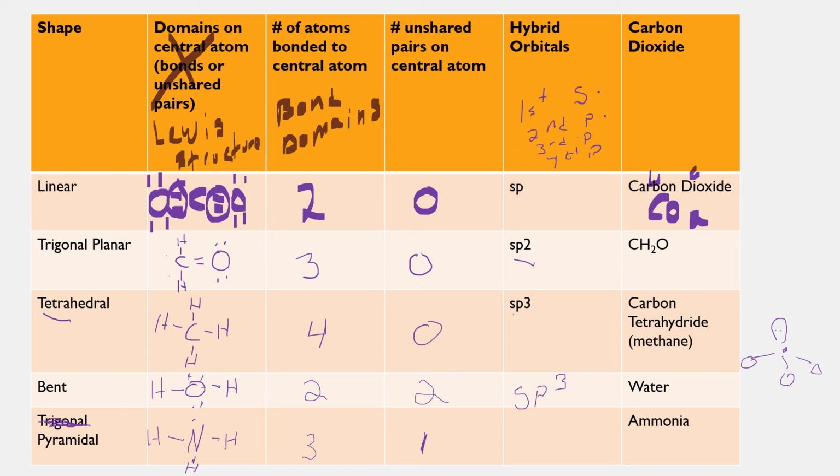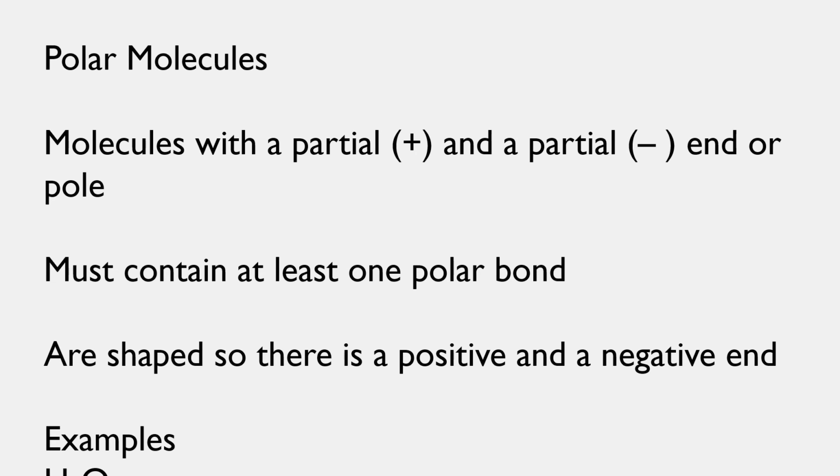As far as your hybridization, again, you have 4 total domains. So it's going to be S, and the next 3 are P. And there you have it. So hopefully that makes sense. I do need to still talk to you guys about the polarity.